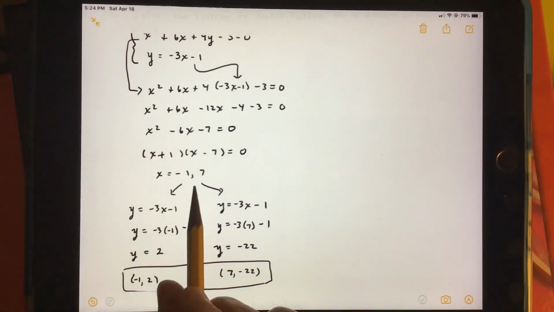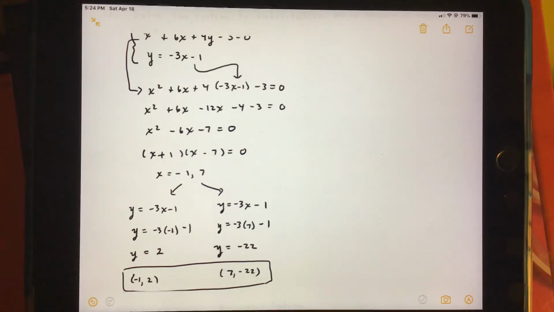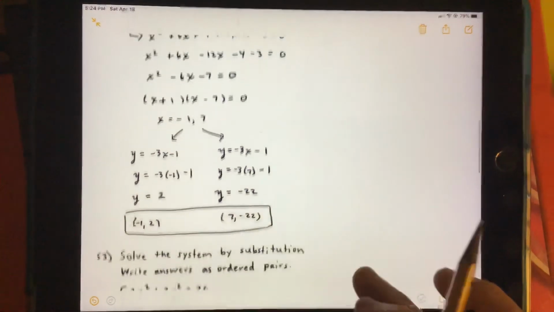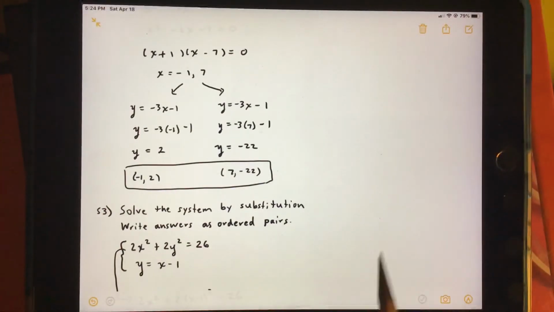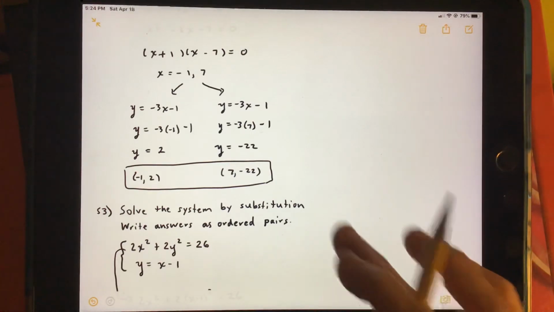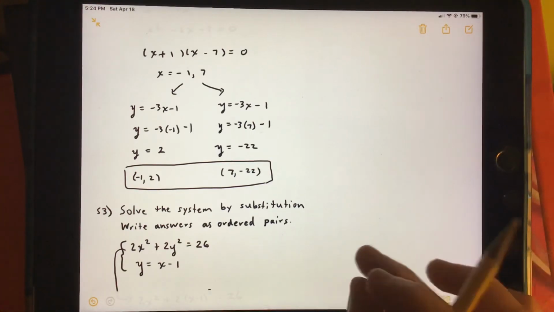And then when I plug 7 into that same equation, because that's another possible x value, then I'm going to have y is equal to -3 times 7 minus 1. That'll give me -21 minus 1, which is -22. So when x is 7, y is -22. So there's 2 points of intersection for that system that we have solved by substitution.